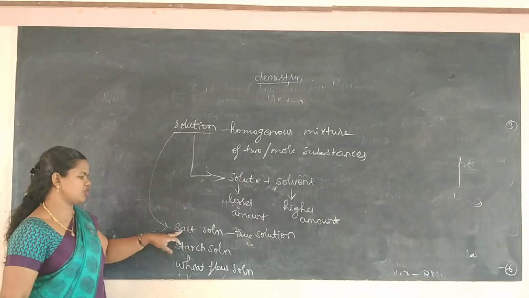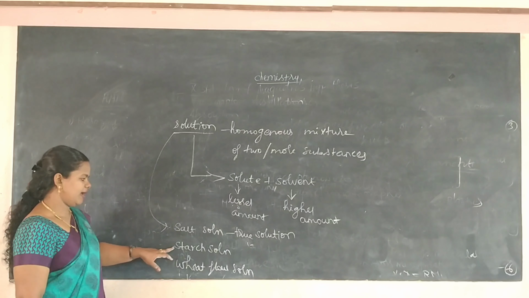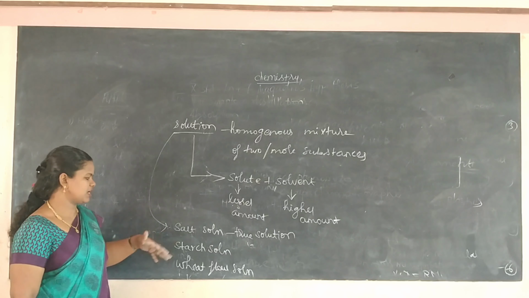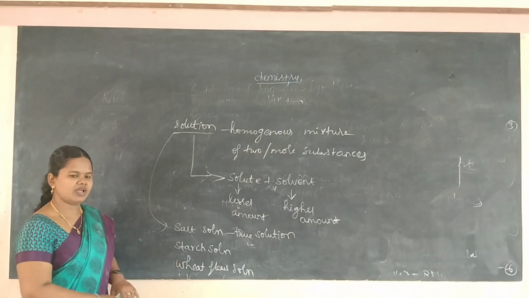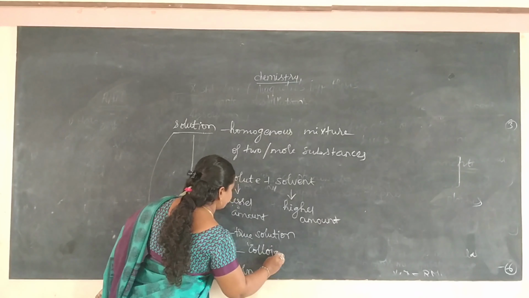It is a homogeneous mixture of two or more substances. That is known as what? True solution. And starch solution, the starch will be dispersed in the solution and it is known as what? Colloid. It is known as colloid.